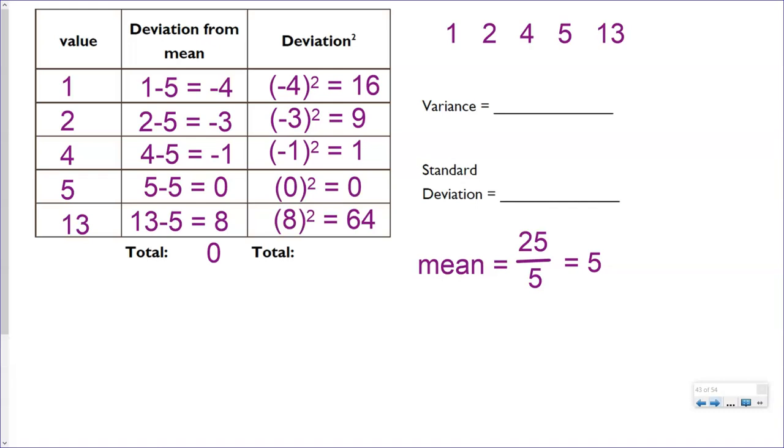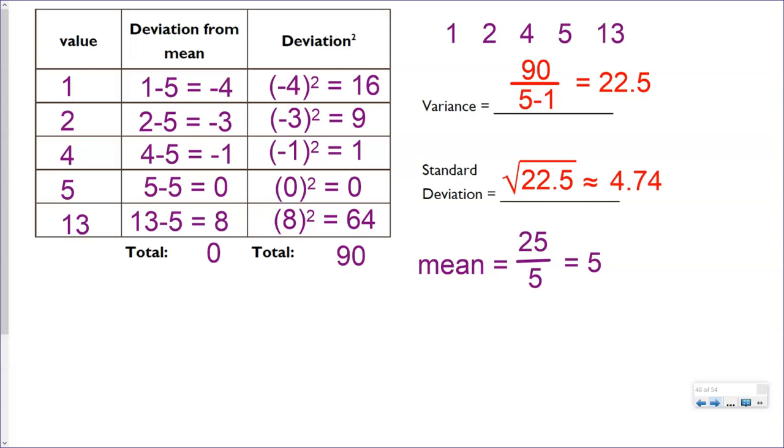We'll need to total all those squared deviations in order to find the variance. The variance is the total of the squared deviations divided by 1 less than the number of numbers. There are 5 numbers, so we'll divide by 5 minus 1, or 4. 90 divided by 4 is 22.5. And to find the standard deviation, we just take the square root of the variance, which, if we round to the nearest hundredth like we did with the last problem, is 4.74.